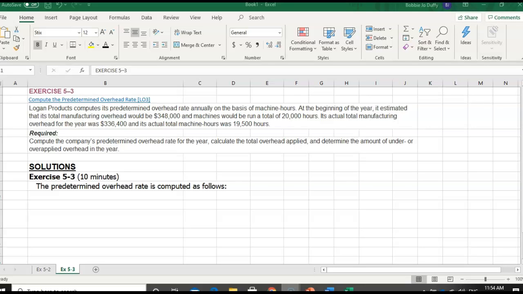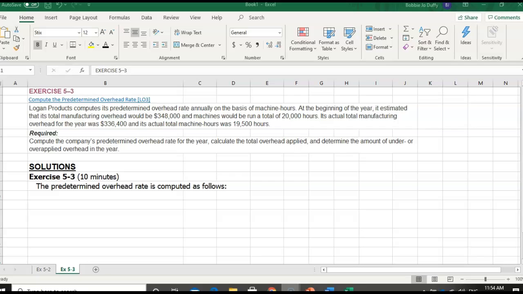We're going to practice how to compute a predetermined overhead rate in exercise 5.3. In this example, Logan Products computes its predetermined overhead rate annually on the basis of machine hours. At the beginning of the year, it estimates that its total manufacturing overhead will be $348,000 and machines would be run a total of 20,000 hours.